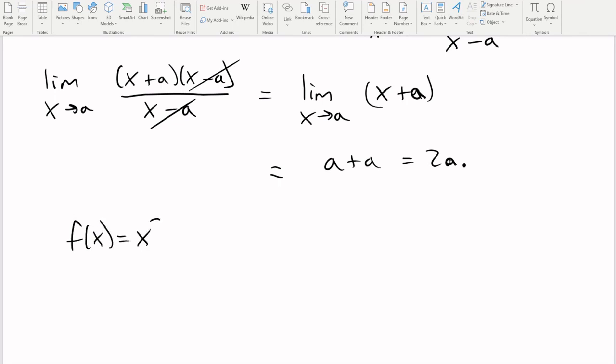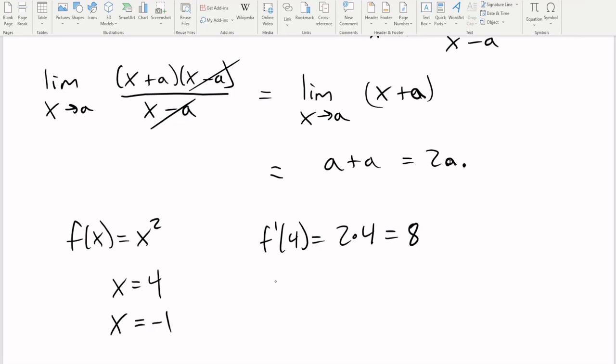Take this function, and give me any x value I want. So like, let's let x equal 4. Well, f prime of 4 is going to be 2 times 4, which is 8. That's the slope of the tangent line. All right, well, come on, that's ridiculous. You can't have done that so fast. Yep, I did. Done. Boom, boom, boom, boom. We just found a formula for it.